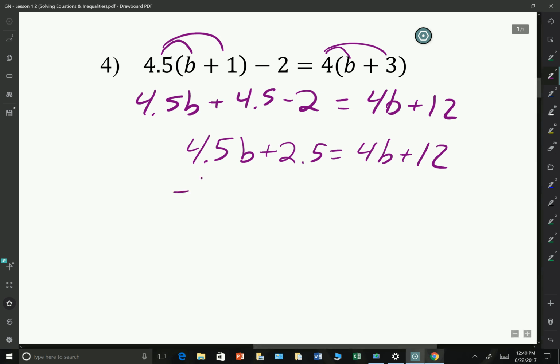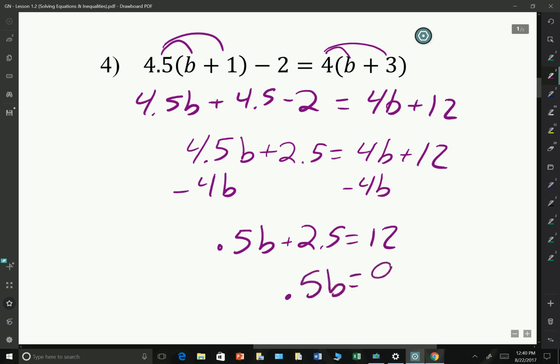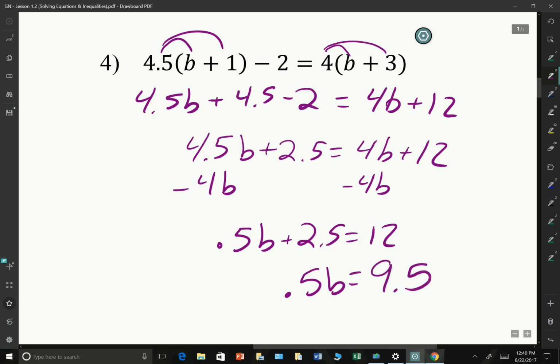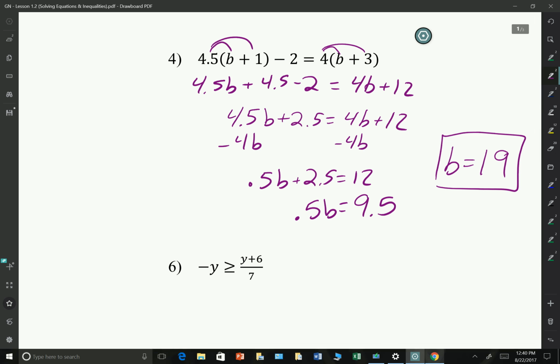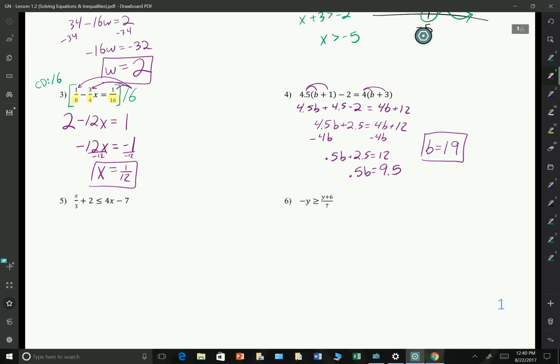So I'm going to subtract the 4b. So 0.5b plus 2.5 equals 12. Subtract the 2.5 and divide by 1/2. And b is 19. So the point of that one is to get you to realize distribute, combine like terms, then start moving. The point of number 3 is to get you to realize if you don't like fractions, find a way to get rid of them.